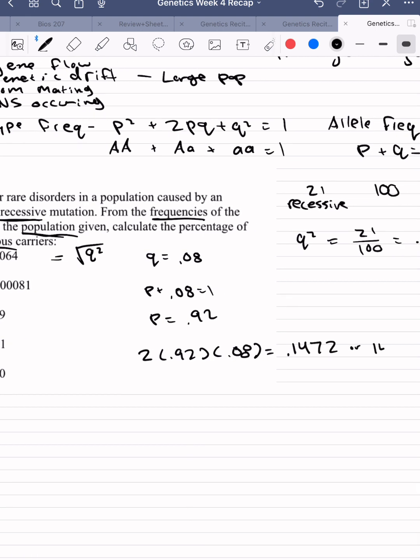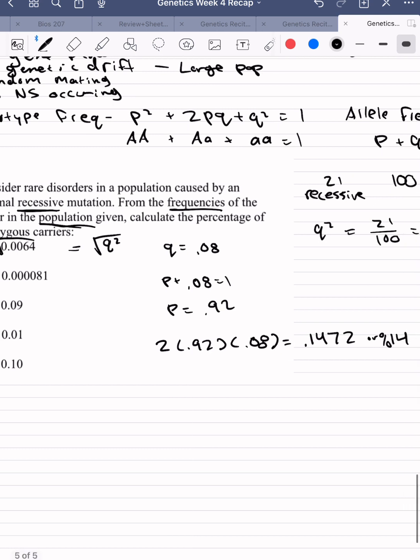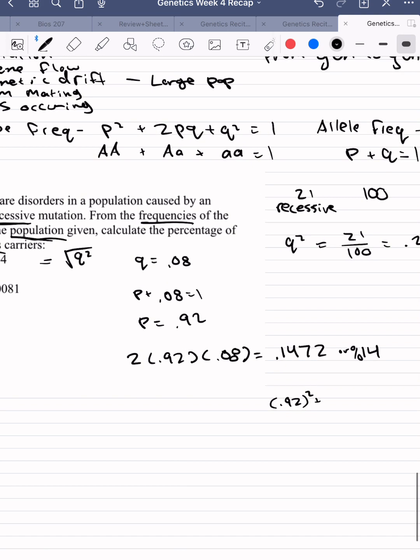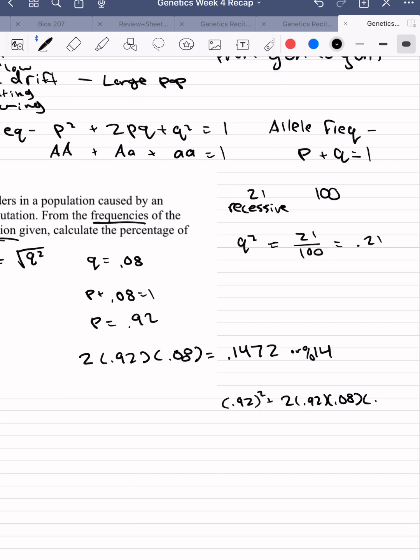or 14%. And if you want to check your answer, you simply plug p and q into the genotype frequency equation. So it'd be 0.92 squared plus 2 times 0.92 times 0.08 plus 0.08 squared, and you see if this equals 1. In this case, it does equal 1, so the answer is correct, and so it would be 14%.